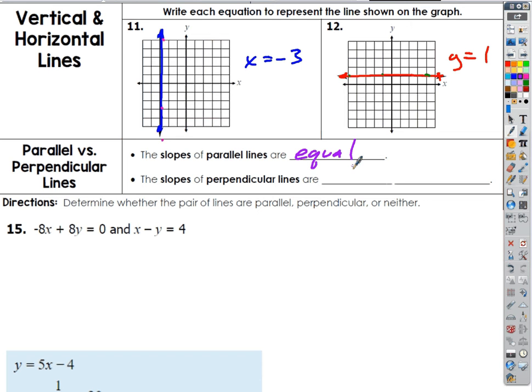So one thing that has to happen is when we have perpendicular lines, their slopes have to be opposites. If one's negative, the other one's positive, and vice versa, right? The other part is a little trickier to remember. So we know that the slopes of perpendicular lines are opposite. But what else goes with it? Say it again. Reciprocals. There it is.